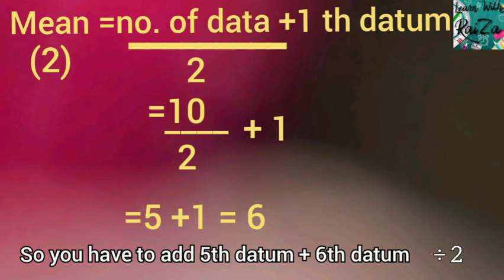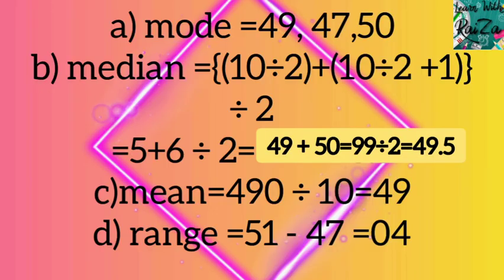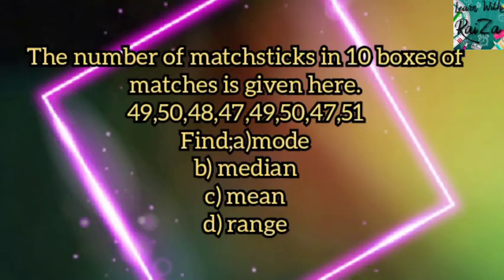So the 6th datum. Children, to find the median, you have to add the 5th datum and the 6th datum, get the sum and divide that total by 2, and that is the median. Using that knowledge, the 5th datum is 49 and the 6th datum is 50. So 49 plus 50 gives 99. Then that is divided by 2, which gives 49.5. So that is the median of the data. Children, I hope you have understood mode and median so far.